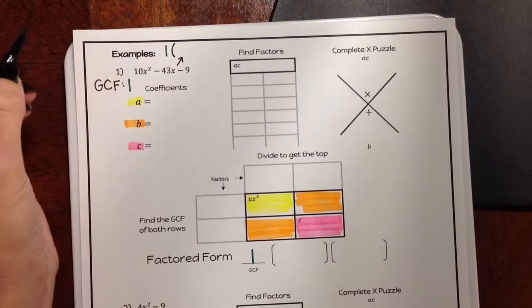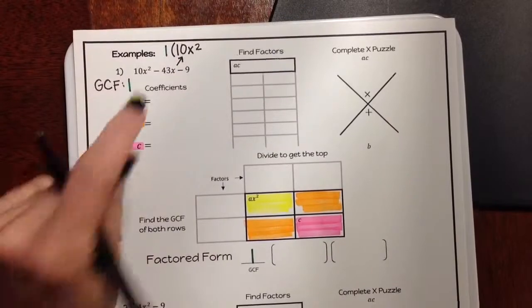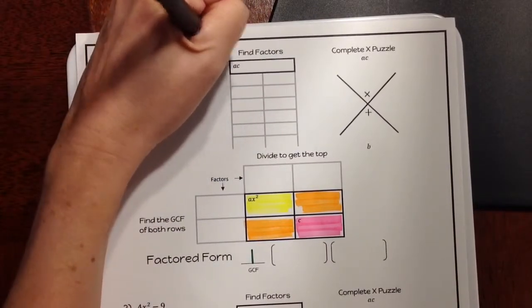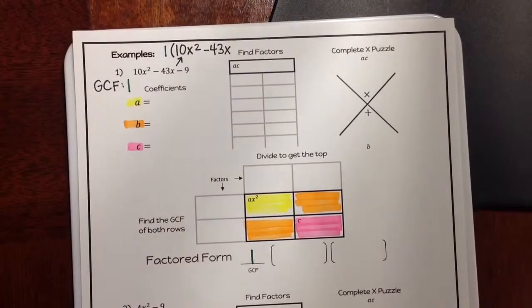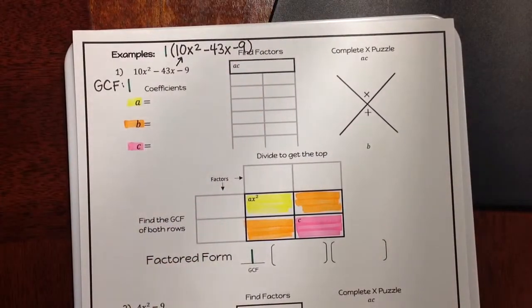What is 10 divided by 1? It's still 10, so I'm still going to have 10x squared. What is negative 43 divided by 1? It is still a negative 43, so my second term is still negative 43x. It hasn't changed. What is negative 9 divided by 1? Again, it is still going to remain a negative 9. It is not going to change. So if you have a GCF of 1, you can use your original coefficients just like they are.